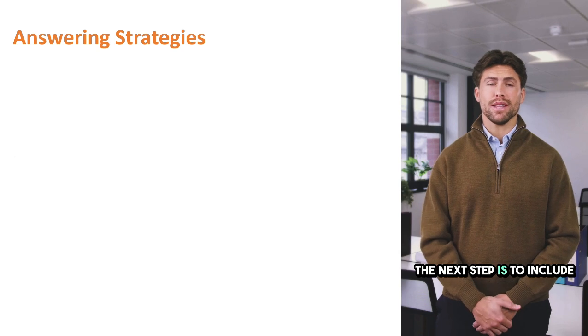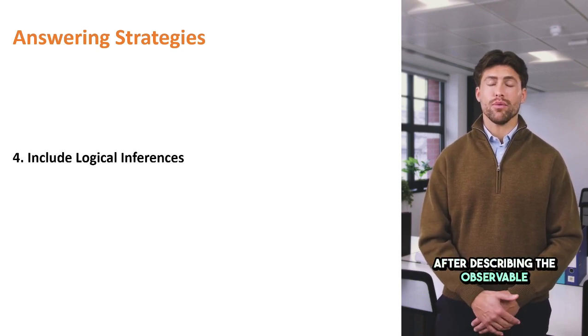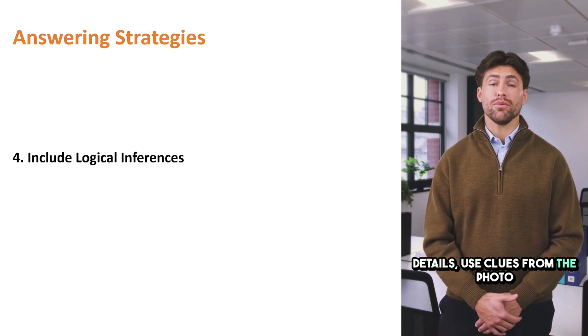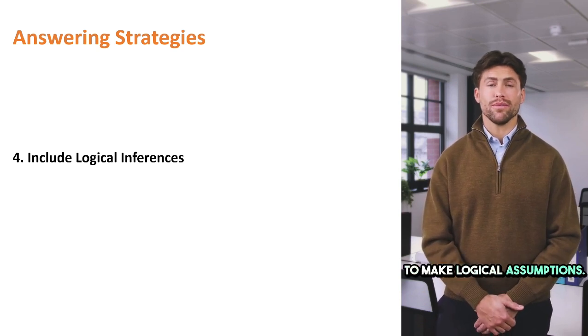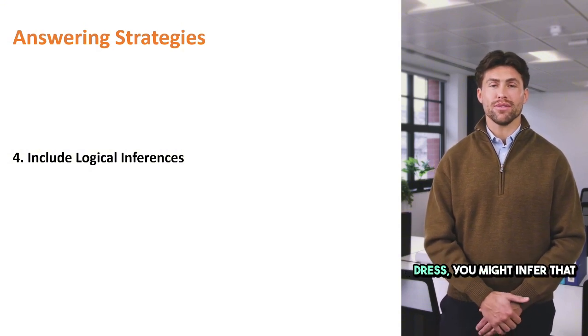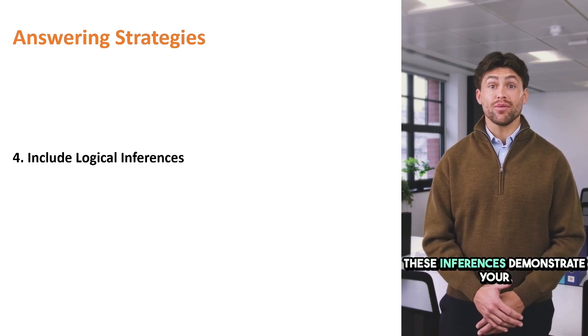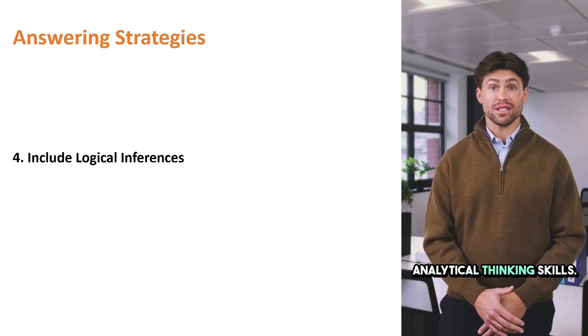The next step is to include logical inferences. After describing the observable details, use clues from the photo to make logical assumptions. For instance, if the subject is wearing sunglasses and a summer dress, you might infer that the photo was taken on a sunny day. These inferences demonstrate your analytical thinking skills.